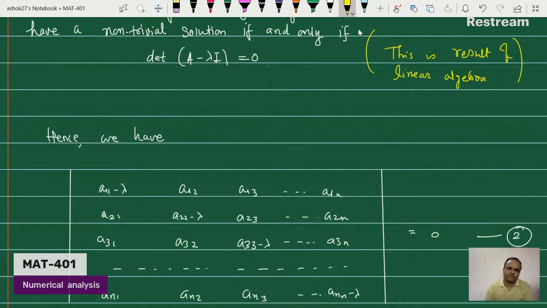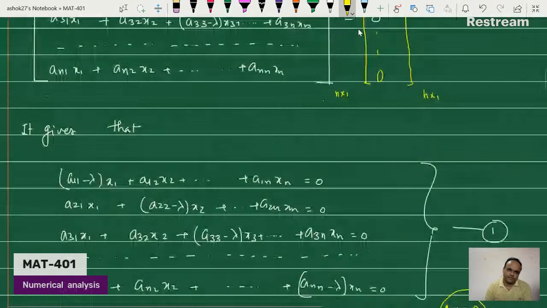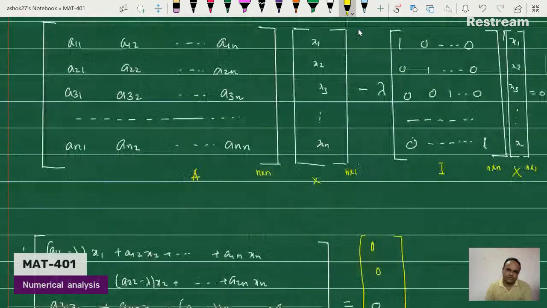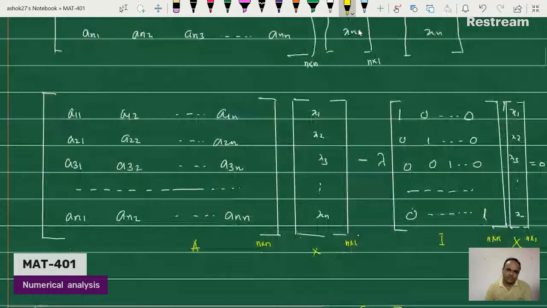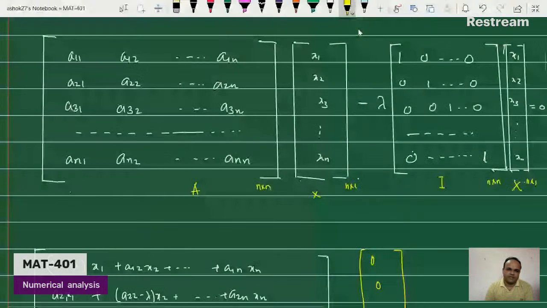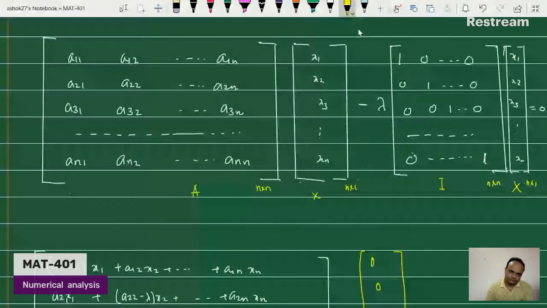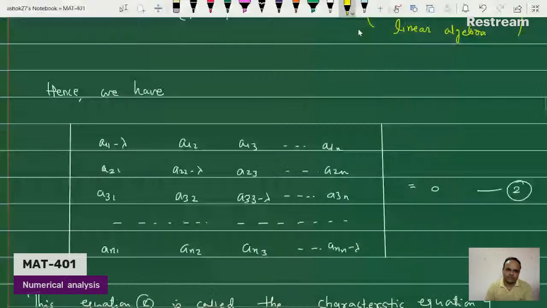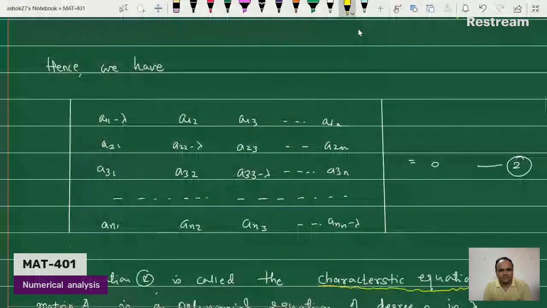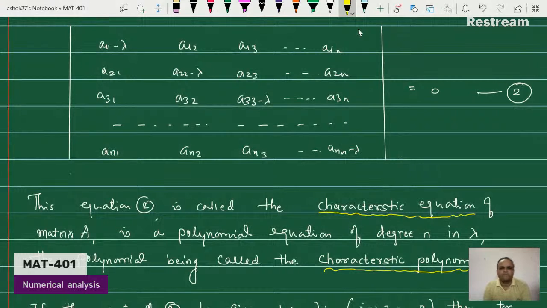So what is the determinant of A minus lambda I? You have already written this matrix A minus lambda I. The determinant of this matrix will be 0. From that, you'll get an equation which is called the characteristic equation of matrix A, and that characteristic equation of matrix A will be a polynomial equation of degree n in lambda.